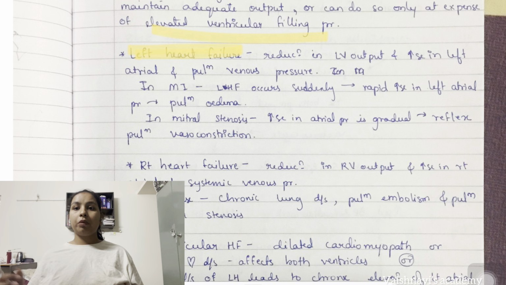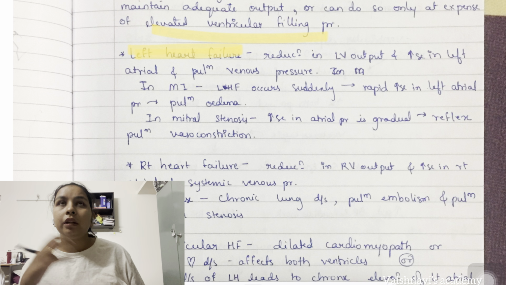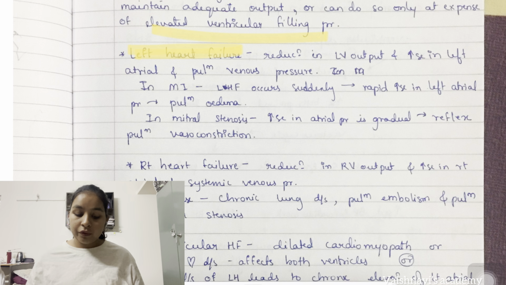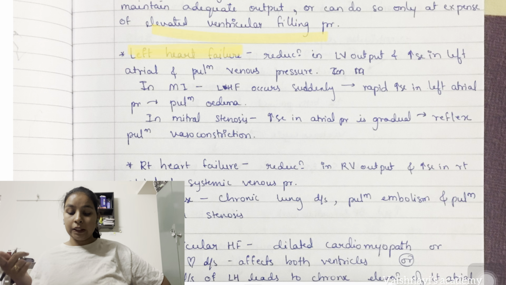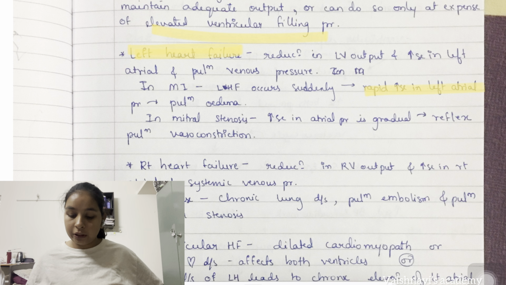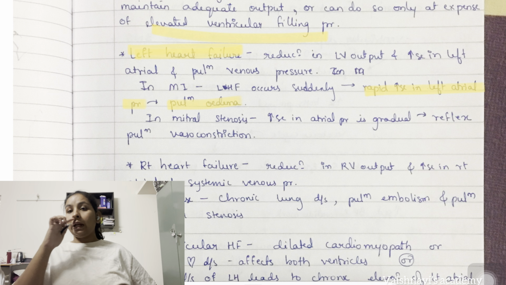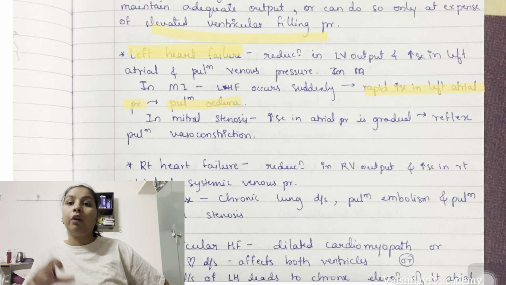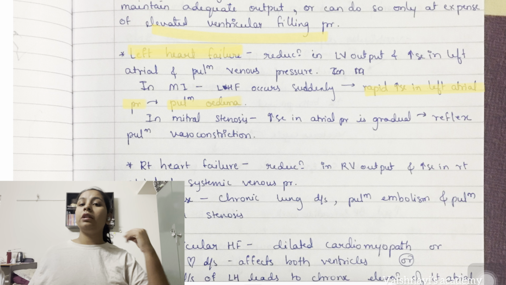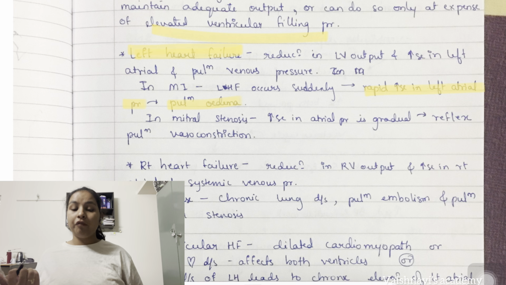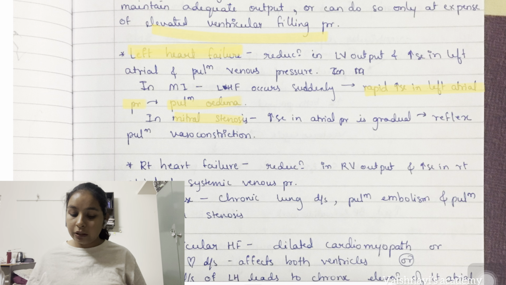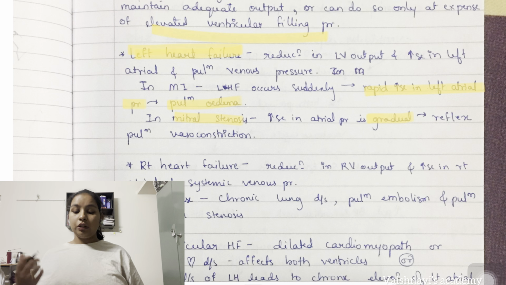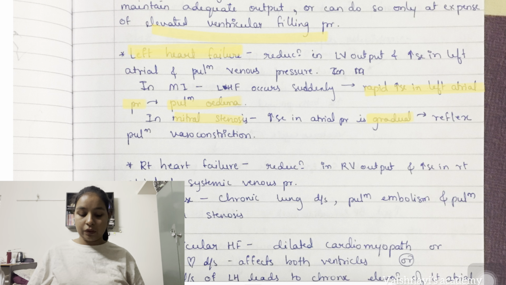Cool. Now in left heart failure, if it is caused by an MI, we can see that left heart failure occurs suddenly. Why? Because of rapid increase in left atrial pressure, which leads to pulmonary edema. Whereas in mitral stenosis, the rise in atrial pressure is gradual. In myocardial infarction, the pressure rise is sudden, whereas in mitral stenosis, the pressure rise is gradual. Okay, so it will lead to reflex pulmonary vasoconstriction.